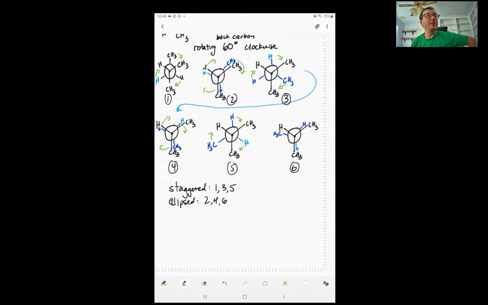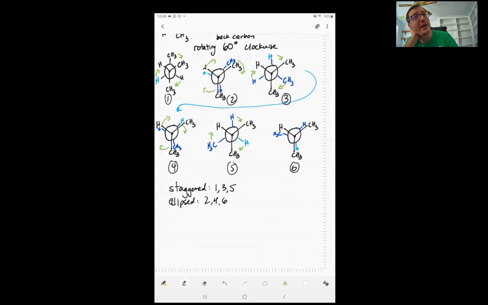What do we think about those? Remember that methyl groups are big enough to still kind of bump into each other when they're staggered. Hydrogens not so much, but methyl groups are big enough. If we're comparing those, first off, 1 and 5 are essentially the same thing.